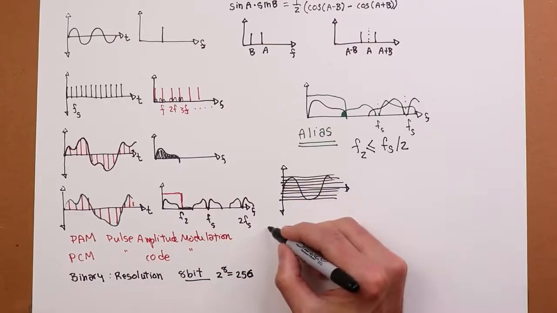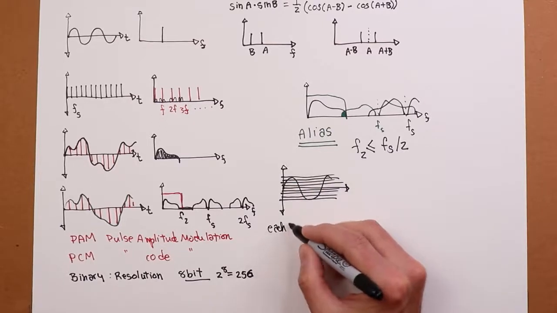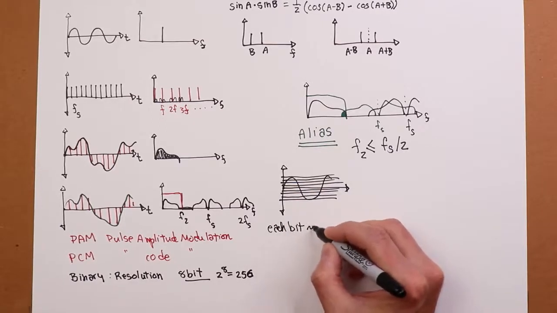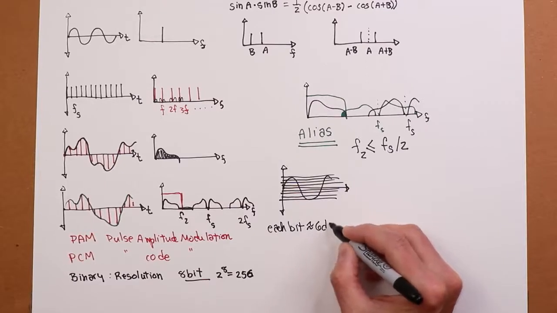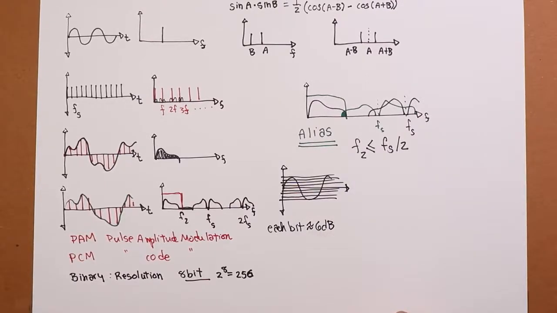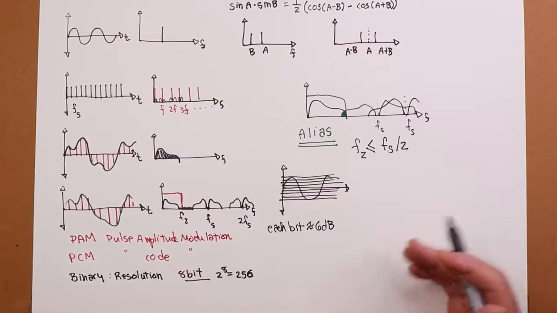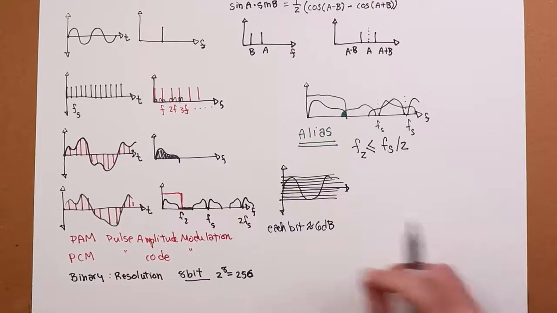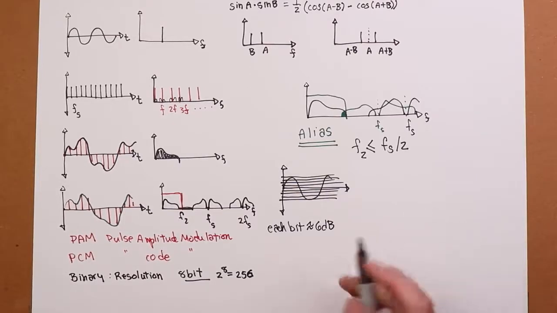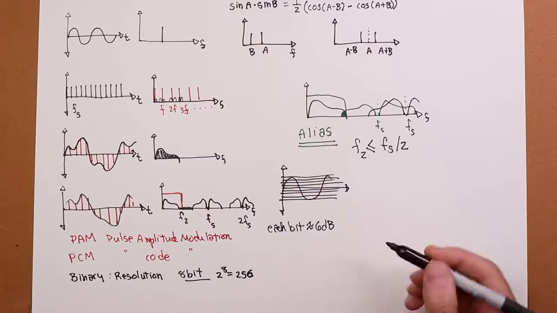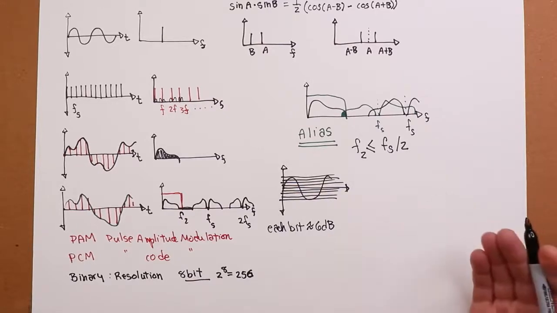As a matter of fact, each bit is approximately equal to 6 dB of dynamic range. Okay, so an 8-bit system is about 48 dB. A 16-bit system would be about 96 dB. It is in fact just a little bit more than that, but that's a good approximation. Okay, so the more bits you have, theoretically, the lower the noise floor can be.